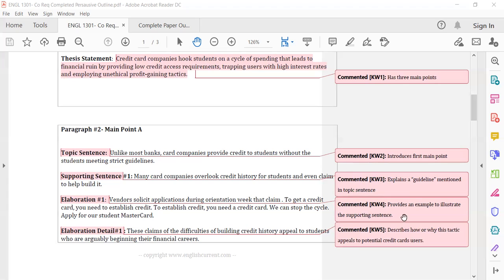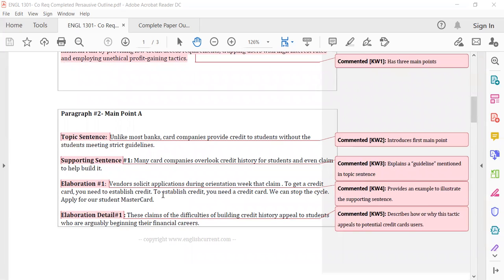And when I elaborate, I'm going to give you an example to illustrate what I mean by overlooking credit history. So I tell you that they are on campus during orientation week sometimes, and that to get the credit card, you usually need to establish credit. To establish credit, you need a new credit card. And so here's kind of the cycle. That's one of the things that they tell you. They say, okay, you don't have any credit history. Let me give you this credit card to establish your credit history. And so that's kind of a cycle. And then they'll say, apply for our student MasterCard.